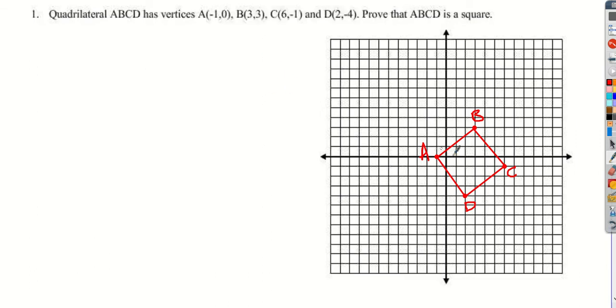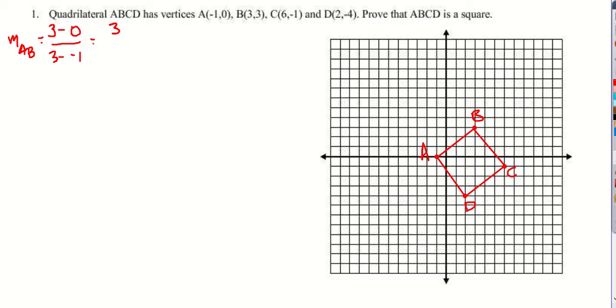I've already graphed it for myself. So we're going to go ahead and do the four slopes. We're going to do the slope of AB. Once again, it's y2, so it's 3 minus y1, which is 0, and then the x's, 3 minus -1. Oh, we did that backwards. So this turns into 3 over 4, positive.